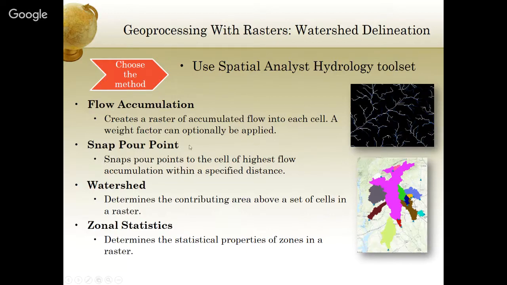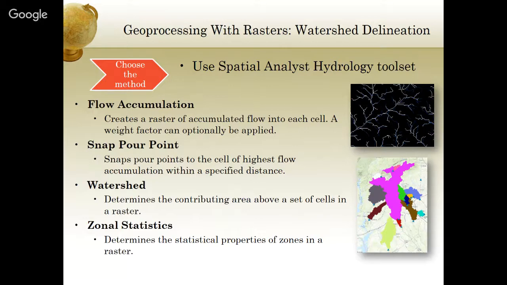We're then going to snap or adjust the locations of our pour points to zones of high accumulation in our input. Just a small adjustment, and then use the watershed tool, which delineates those basins and separates them from one another. So here on the right, you can see these tiny blue triangles. Those are my pour points, and the different colored regions are the watersheds, or areas that drain to each one of those points. Finally, we can do things like run our zonal statistics on that.